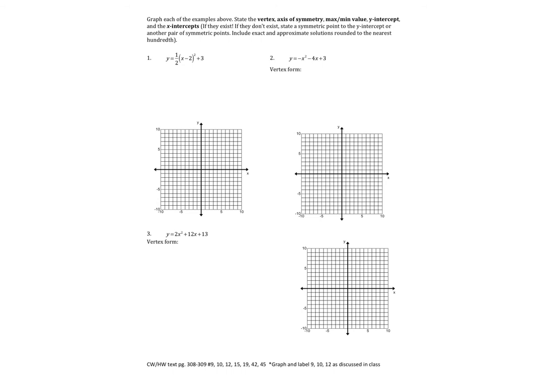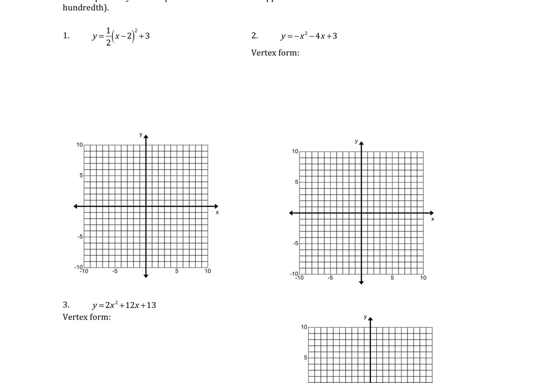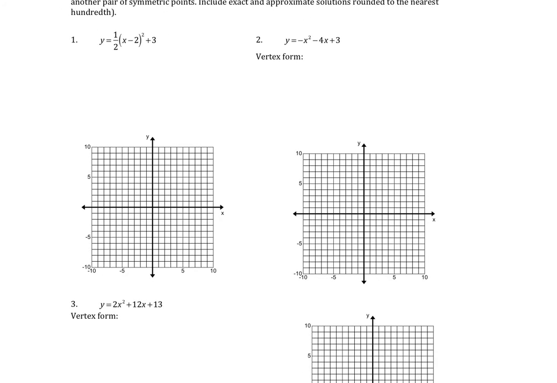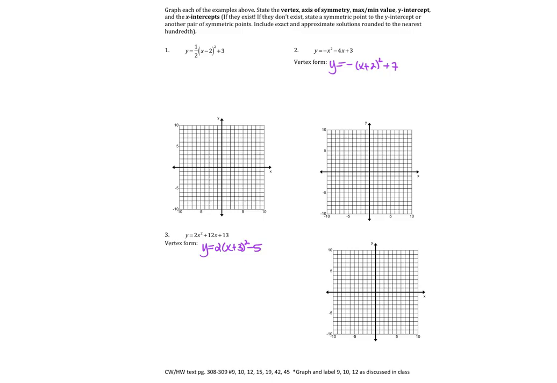To finish up here, we're going to do a little bit of graphing. On number 1, it's already in vertex form. For 2 and 3, we're using the same functions we just found before. So I'm going to have you pause and go and write the vertex form of those functions down. Okay, we're going to start graphing. In these examples, we're going to state the vertex, axis of symmetry, the max and min value, the y-intercept, and the x-intercepts. And we'll list the x-intercepts exact and approximate.